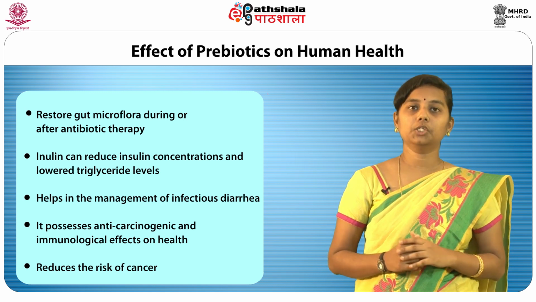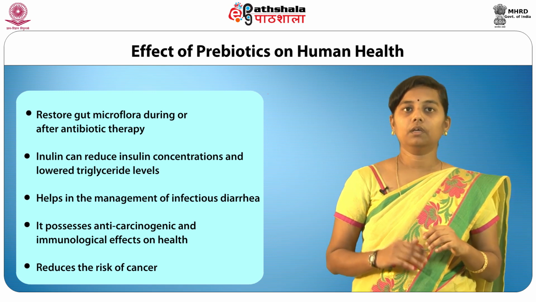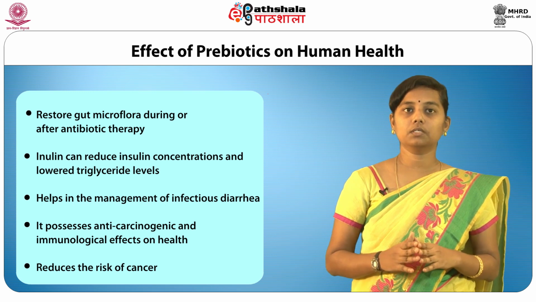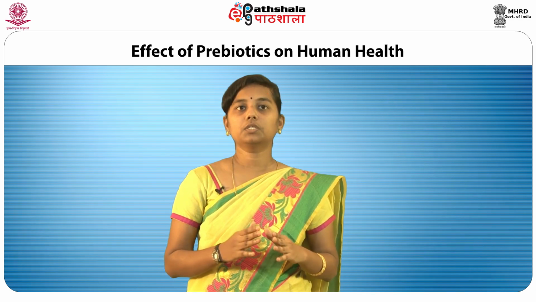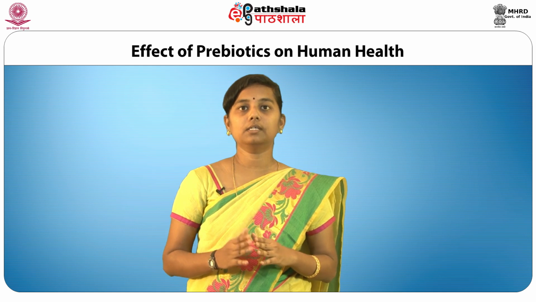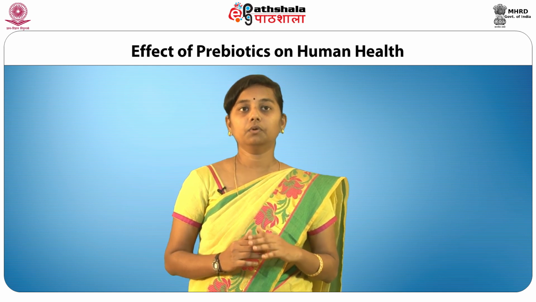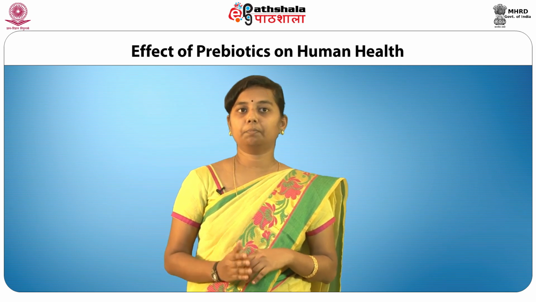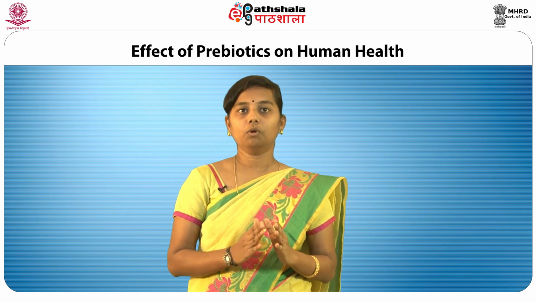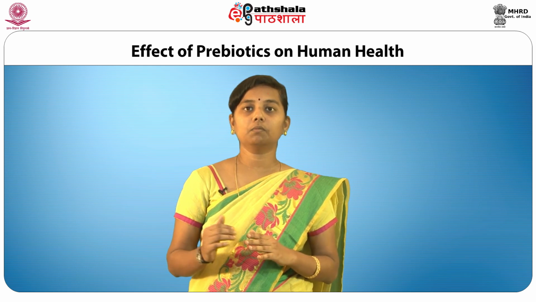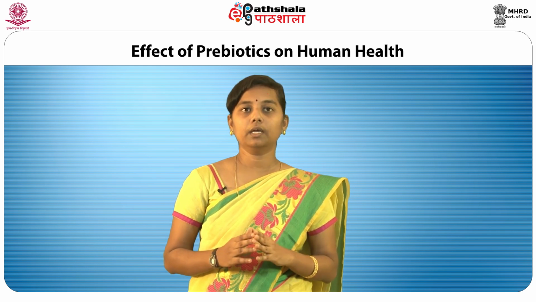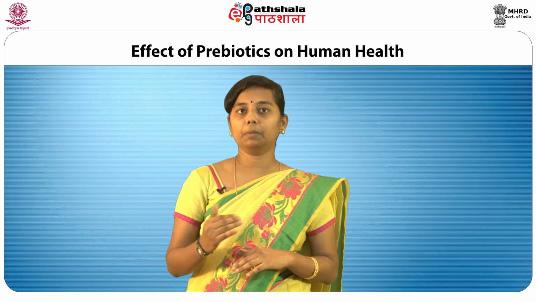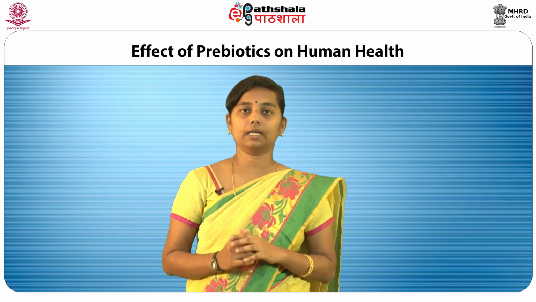It helps in the management of infectious diarrhea. It possesses anti-carcinogenic effects on human health and also reduces the risk of cancer. Few studies on rats and mice showed a decrease in fat mass development due to feeding of fructans. Other fermentable dietary fibers such as pectin and beta-glucan oat bran have been shown to lower serum cholesterol in rats. Similarly, a decrease in total serum cholesterol level was observed after supplementation with inulin in mice and rats.